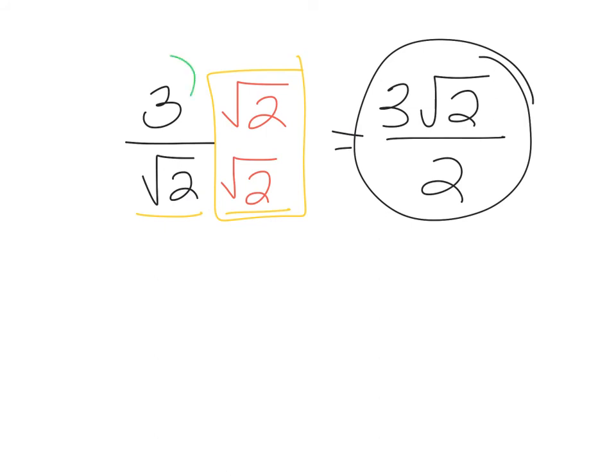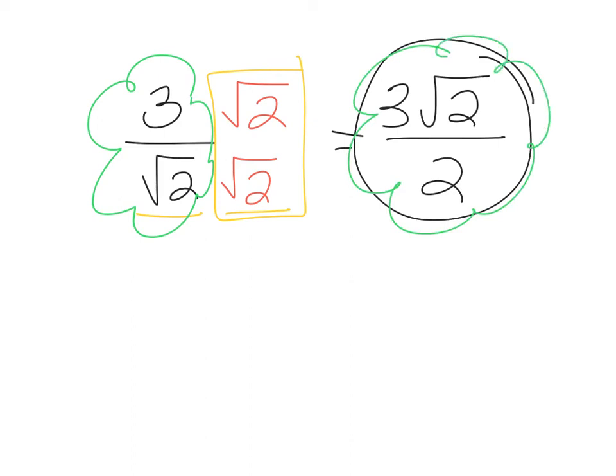Now, this fraction and this fraction are equivalent. But this is your final answer. This is your rationalized denominator. This is like having the proper grammar. This is not proper math grammar. This is the one we want.